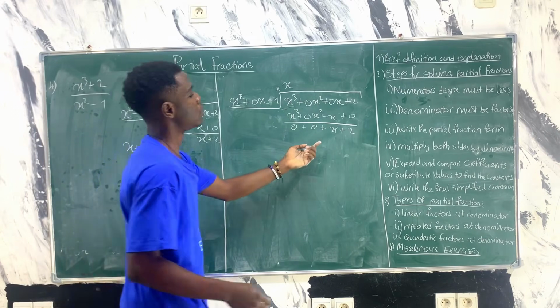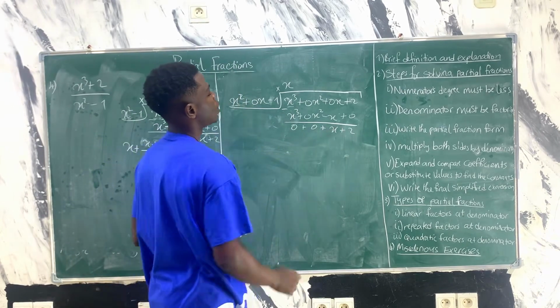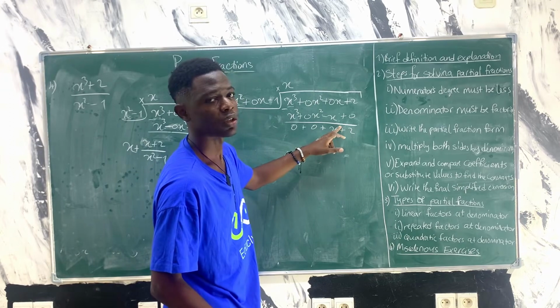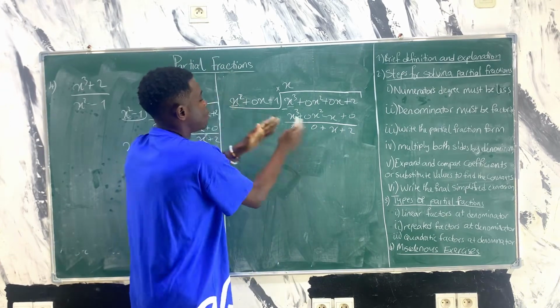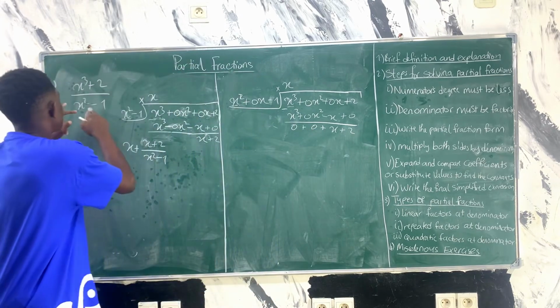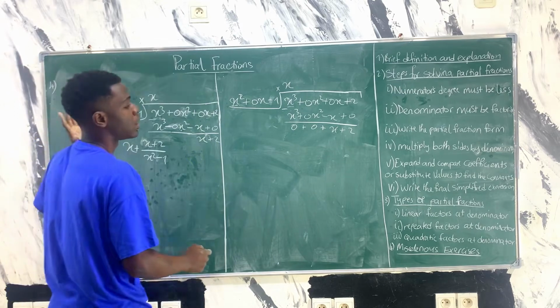So here, to know whether you have to continue, you can see the power of x here is 1. The power of x here is 2. This power here is already bigger than the power here. We needed it to be bigger.